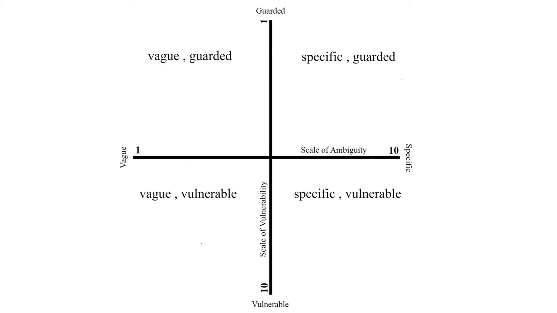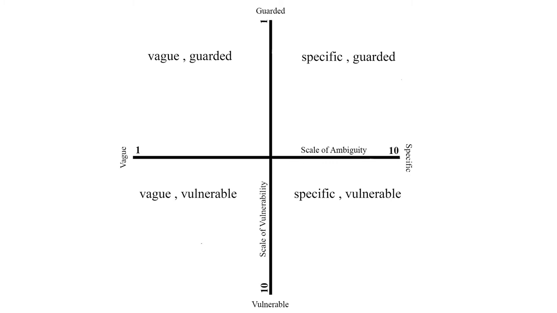Vague art leaves most questions unanswered and is often minimal and more difficult to understand without deeper thinking. You leave having learned about you. Specific art answers all the questions. What you are looking at is what it is. You leave having learned about the artist.